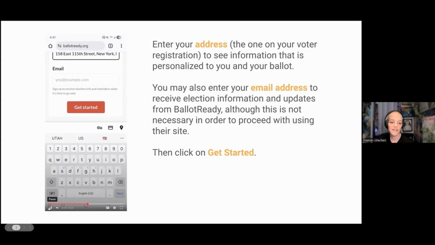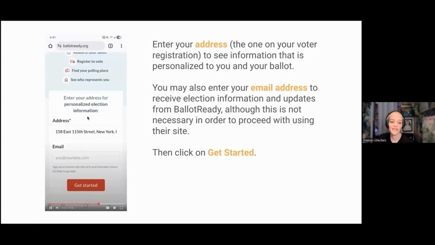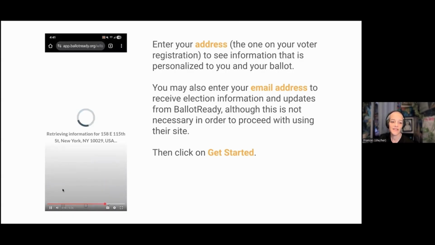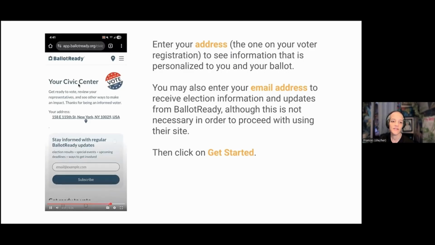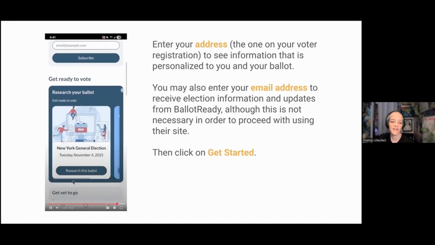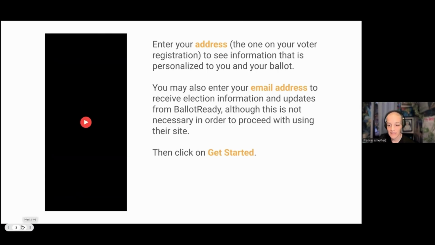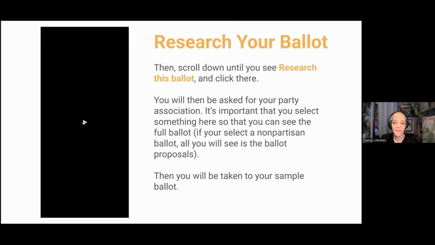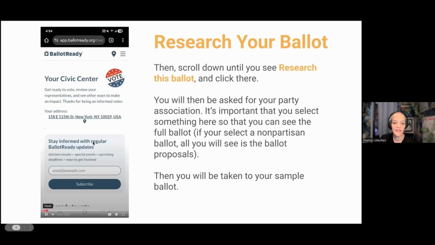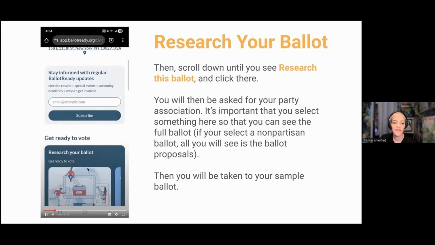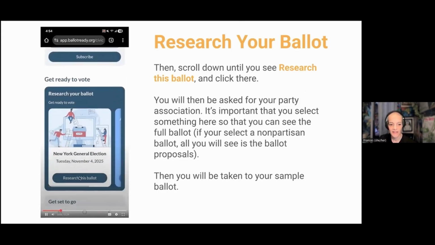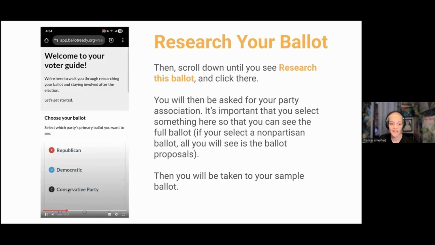Put in your address and you're going to click here on Get Started, and it will take us to your civic center. So we'll go down and look at this next. So enter your address, at least your email address if you want to, and then click on Get Started. So you're on that page where it says your civic center. You're going to scroll down to where it says Research Your Ballot. You're going to say Research This Ballot and click there.